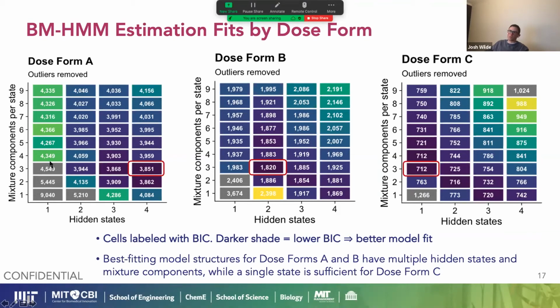And it continues to improve as you add mixture components, even within a single state model, which is just a binomial mixture model, until you reach some threshold, at which point adding additional components doesn't really help you describe the amount of variation in the data. In fact, the complexity penalty introduced by the Bayesian information criteria starts to overwhelm the improvement in the fit that you see. And you see the same pattern essentially across each one of these columns.